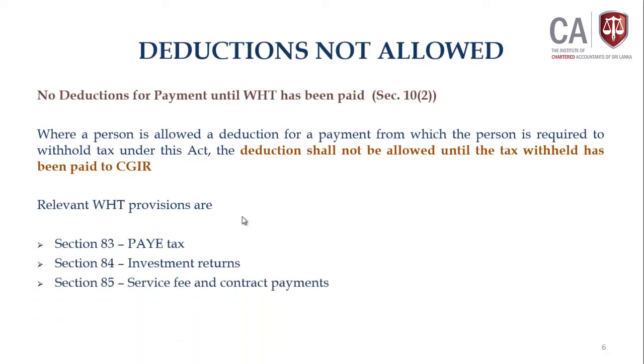You know, there are 3 sections, section 83, 84, 85 for withholding taxes. Section 83 is about the PAYE tax, 84 investment returns, 85 service fees and contract payments. But at the moment these are not in operation because of the paper notices, but not in the law. So, that is not enacted. I am discussing this particular course on the basis that there is no amendment yet. Actually, there is no amendment. So, in 83, 84, 85 we have withholding taxes.